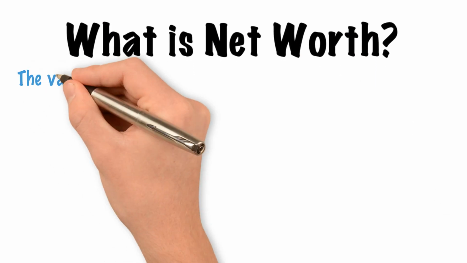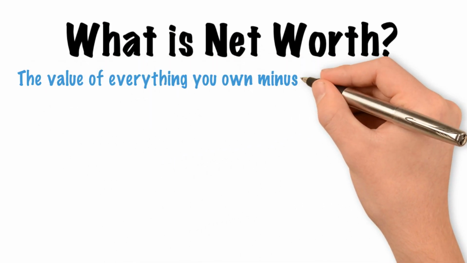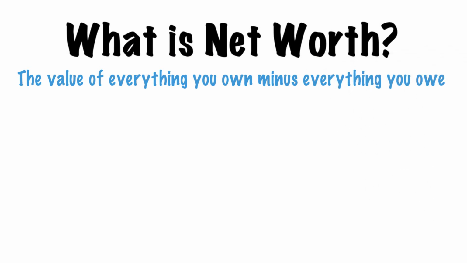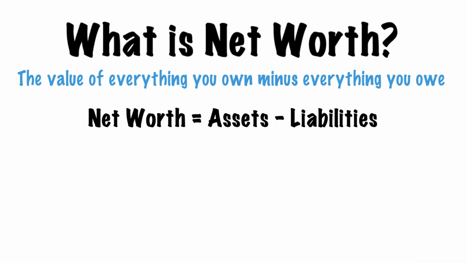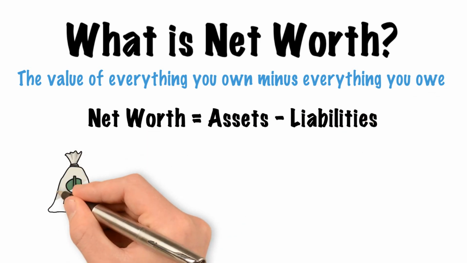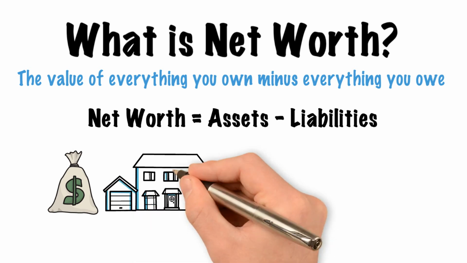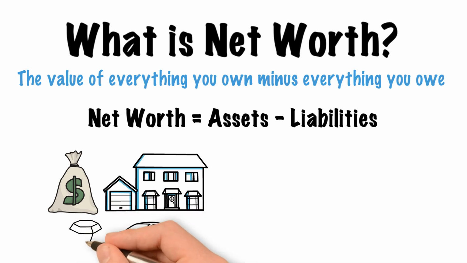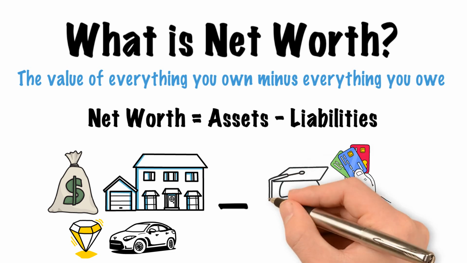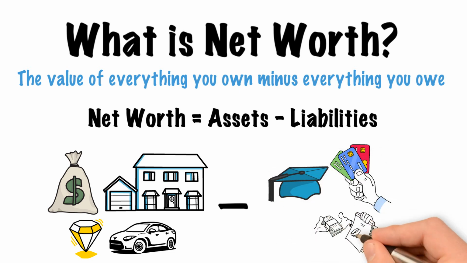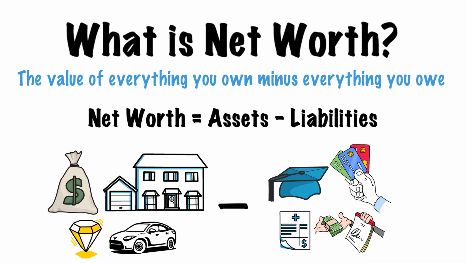At its core, net worth is simply the value of everything you own minus everything you owe. It's calculated with a really simple formula. Net worth equals assets minus liabilities. Assets are things you own that have value, like cash, investments, your house, your car, and even valuable personal items. Liabilities are debts that you owe, like credit card balances, student loans, car loans, and mortgages. So when you add up all of your assets and subtract your liabilities, the resulting number is your net worth.